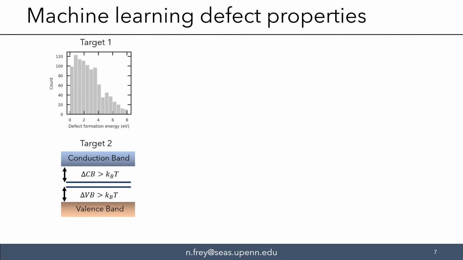This is just a plot of the defect formation energies for those 1,000 defects that we ran first principles calculations for. And then the second target, which is showing we're really going to try to quantify whether a defect's energy level is a deep defect, so more than kT away from the bulk bands and energy at room temperature, or a shallow defect where it is less than kT away from the bulk bands.